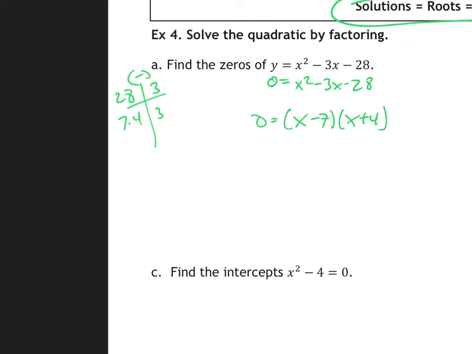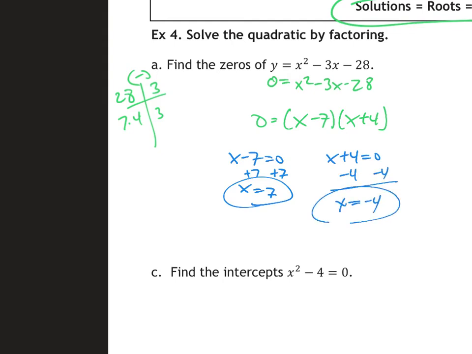Now the only thing you need to add now is that it's equal to 0. So set each part equal to 0. Each parentheses gets a 0, and then solve. So I'm gonna add 7, so x equals 7. I'm gonna subtract 4, and x equals negative 4. If you take both of those solutions, plug them back in, you should get 0 every time.